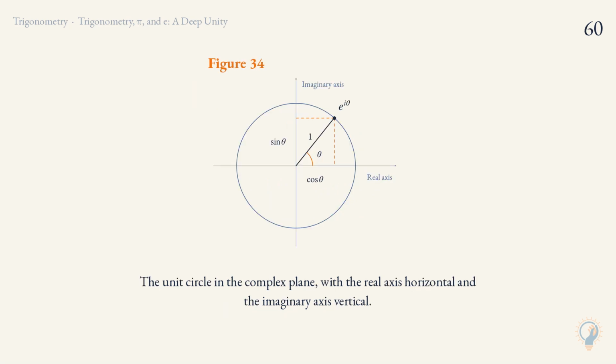Figure 34. The unit circle in the complex plane, with the real axis horizontal and the imaginary axis vertical. A point e to the i theta sits on the circle of radius 1 at angle theta. Its real part is cosine theta, and its imaginary part is sine theta.